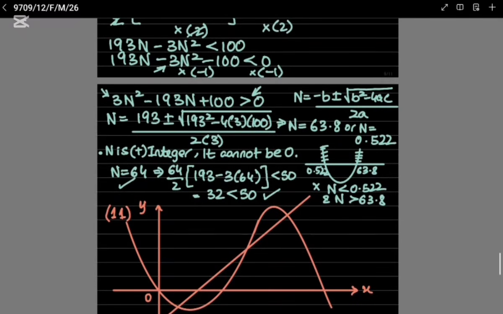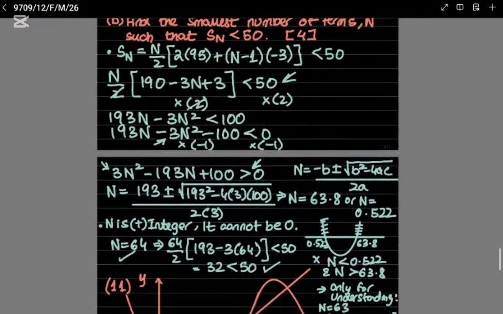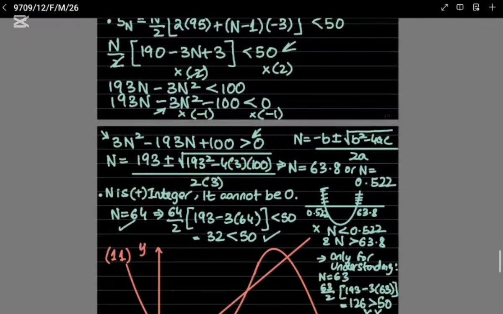Now let's just try n is equal to 63, only for understanding. n is equal to 63. So 63 over 2 into 193 minus 3 times 63. This gives you 126. Is it less than 50? It is greater than 50. So no, it does not satisfy. Therefore n is equal to 64 is the smallest value of n.